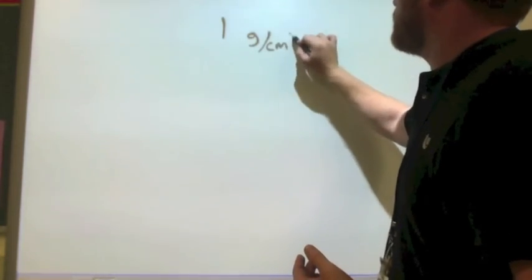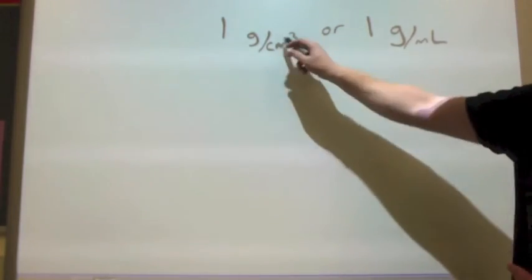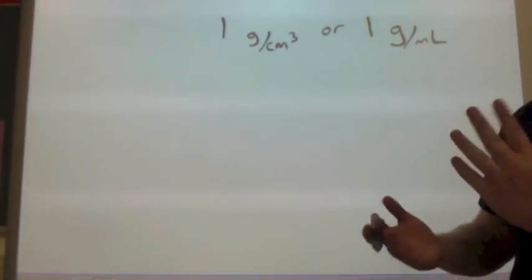So water has a density of approximately 1, and the unit for that is going to be gram per centimeter cubed, or 1 gram per milliliter. These are the exact same thing. So water forms our base density of 1.